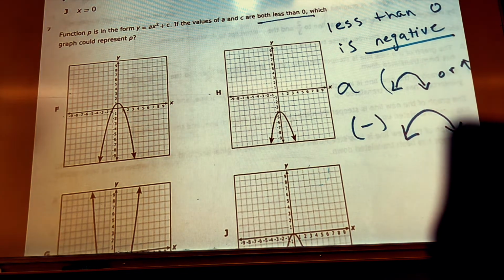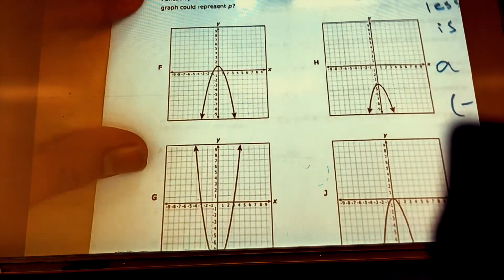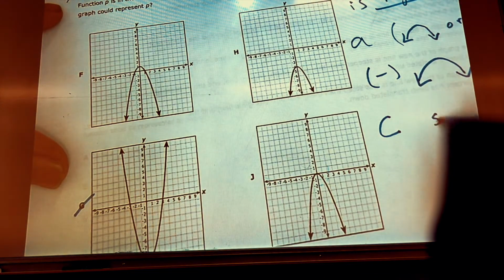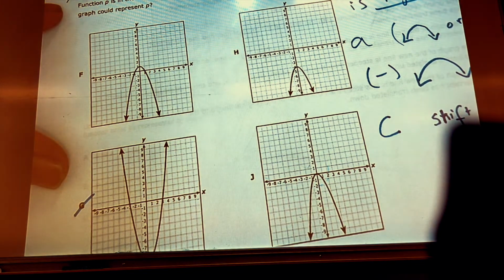So we can cross what out? G is gone. Well, C is in charge of shift, up or down. If it's negative, it is a shift down.